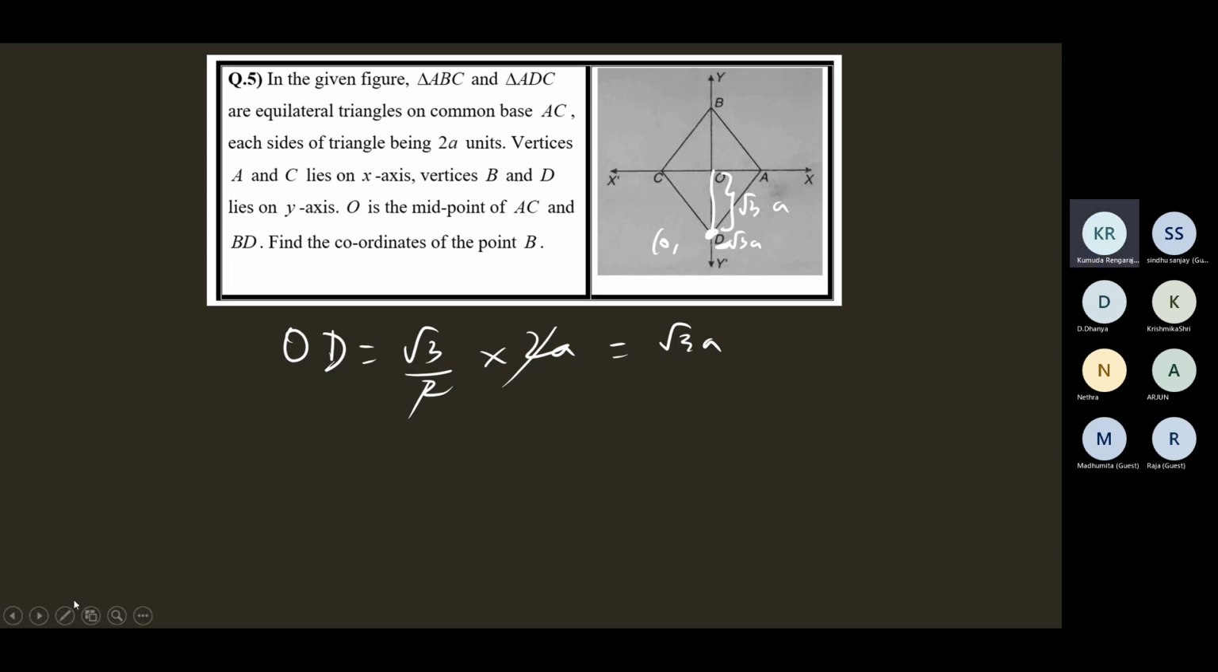So there are two ways of finding. Here we are asked to find only the coordinates of B, but the question can also be to find the coordinates of D. We need to find the length of the line segment OB or OD. Method 1 is using Pythagoras theorem, because it is a right angle, this is A, this is 2A. Method 2 is using the formula. OB and OD are the altitudes in the respective triangles, so you can find it using the formula root 3 by 2 into side.